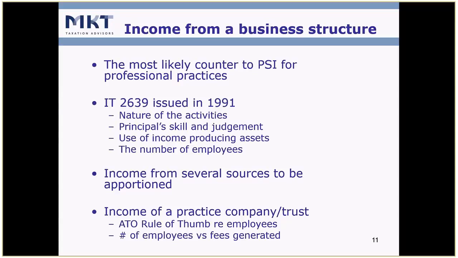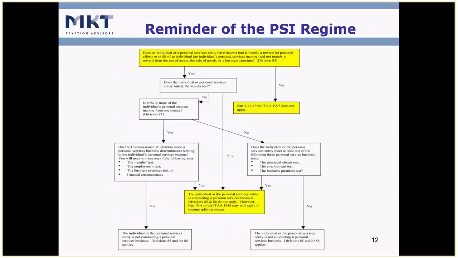The other way you could look at it is the fees generated. So maybe the employee generates more than half of the fees. Mainly a reward for the personal efforts or skills of the principal? No, because more than half the fees come from the employee. Obviously, the more the employees, the more likely it is that that number will actually be over half. So if your contractor is at that level, certainly has employees that are charging, then hopefully, either through the rule of thumb or otherwise, you can determine that that income is not PSI. It's income from a business structure, which means we're out. The statutory rules don't apply. The general rules don't apply.